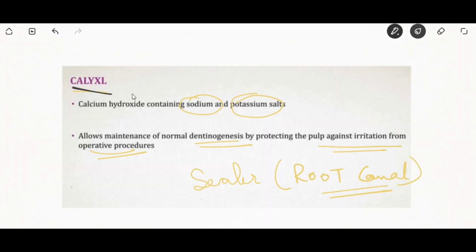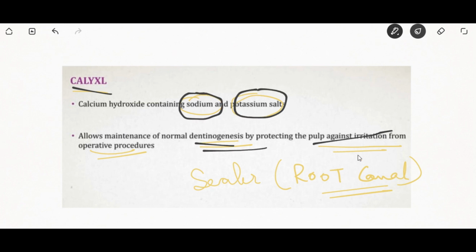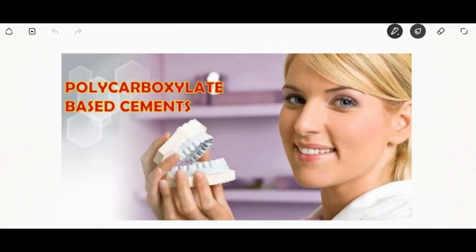Calcium hydroxide with sodium and potassium salt is Calxyl. It allows the maintenance of normal dentinogenesis by protecting the pulp against irritation from the operative procedures. Apart from that, calcium hydroxide can be used as root canal sealer. The examples are Sealapex or Pulpdent.